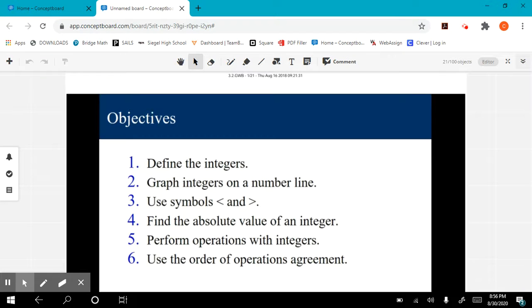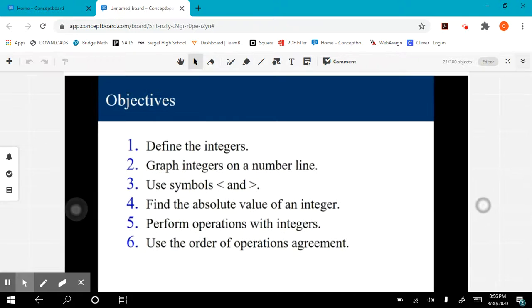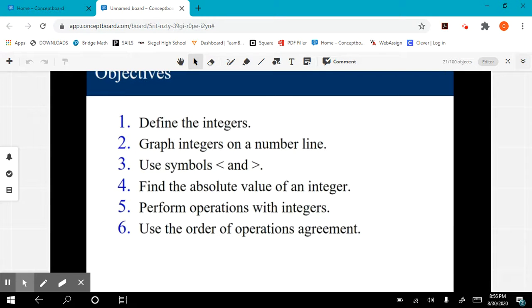All right, guys, we're going to carry on into 3.2 today. We're going to look at integers and what they are. We're going to graph integers on a simple number line. We're going to use our less than, greater than symbols. We're going to talk about absolute value. We're going to perform operations and look at our order of operations. Nice thing about a lot of this stuff, our calculator will help us through. But those are the things we are going to do today.